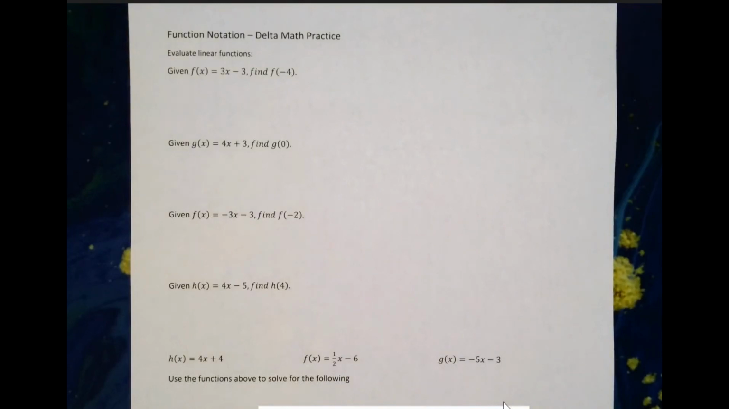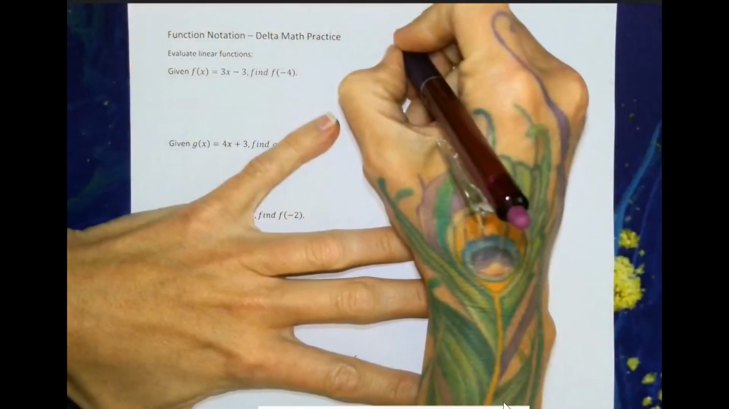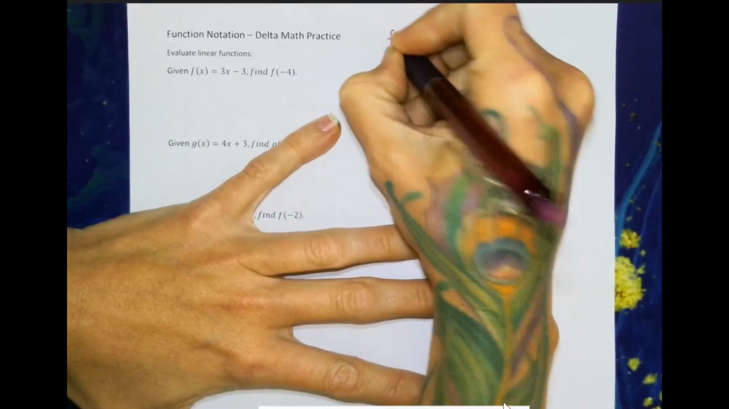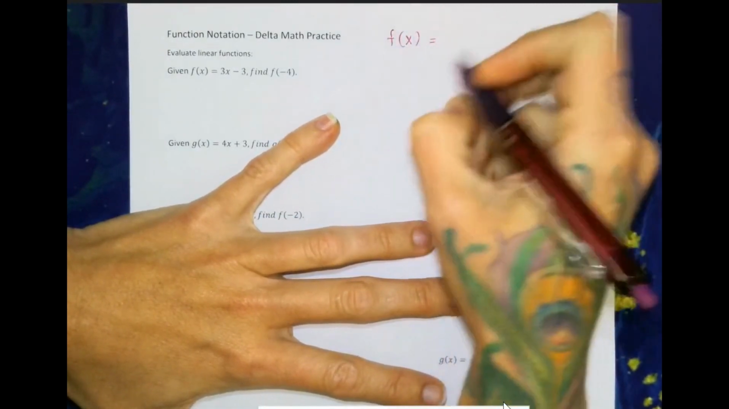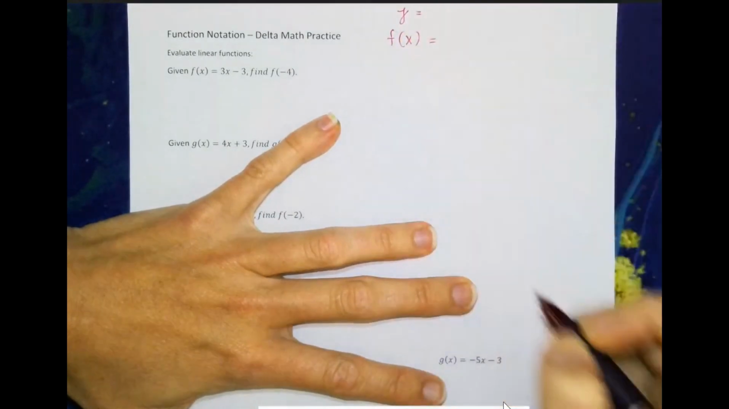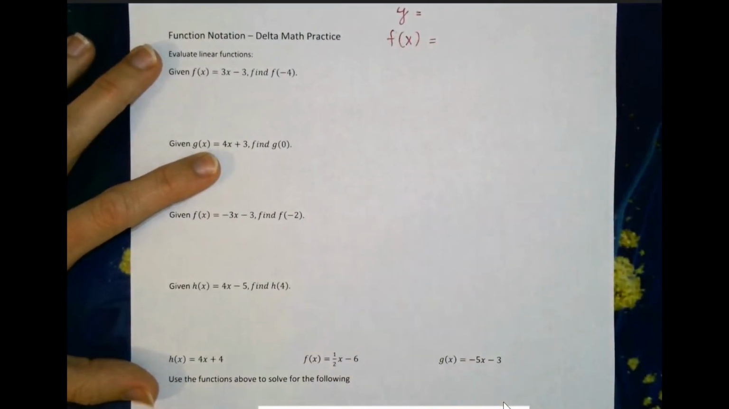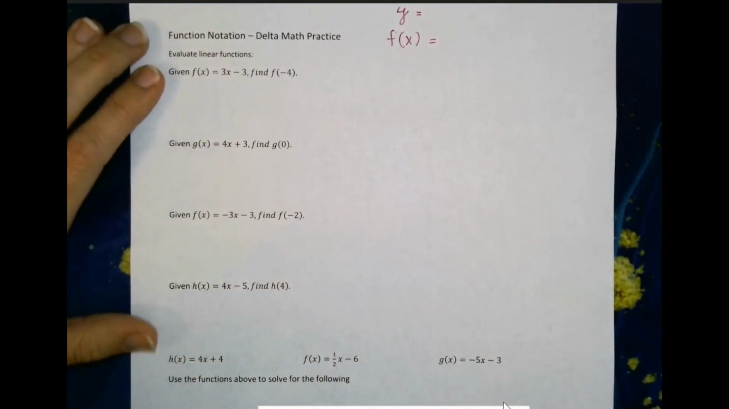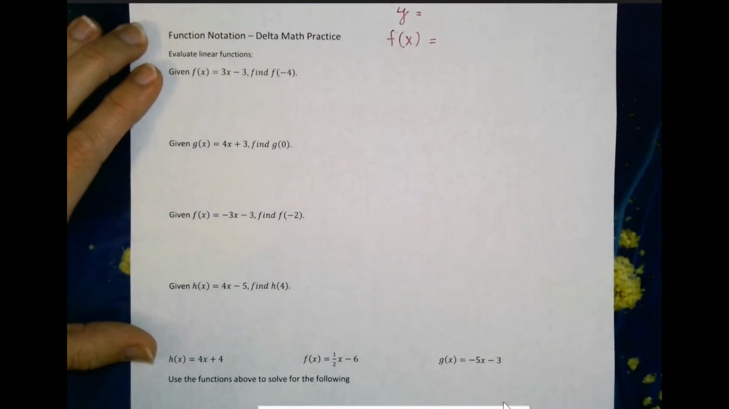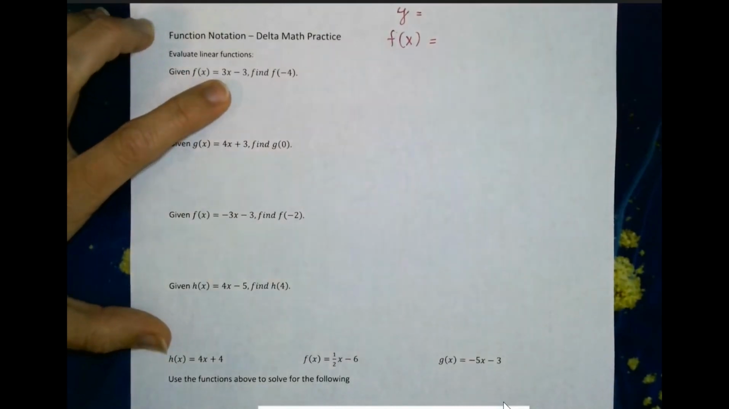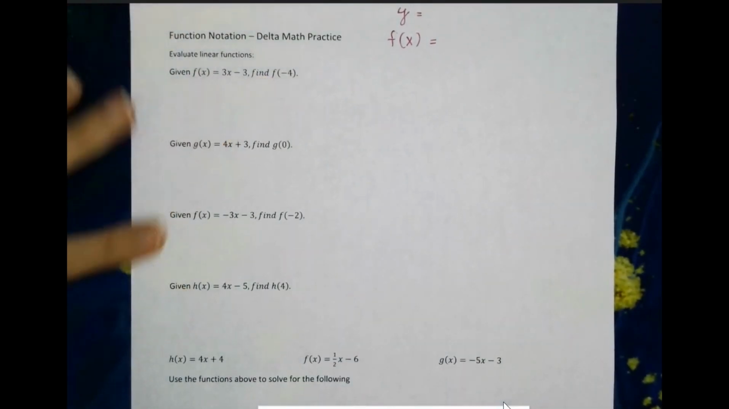All right, so as we talked about on Friday, the notation f of x is the same thing as y. This is just like y equals, or f of x equals, g of x equals, k of x, whatever letter you want to use. It's just notating which function we're looking at. f of x is typically the most popular because it's function x. Given f of x equals 3x minus 3, find f of negative 4.